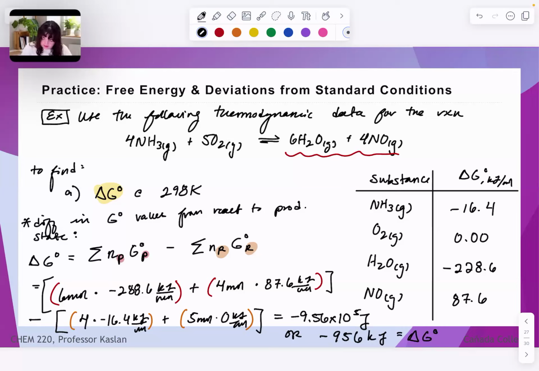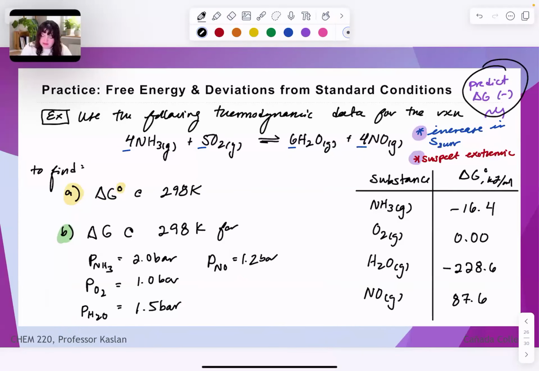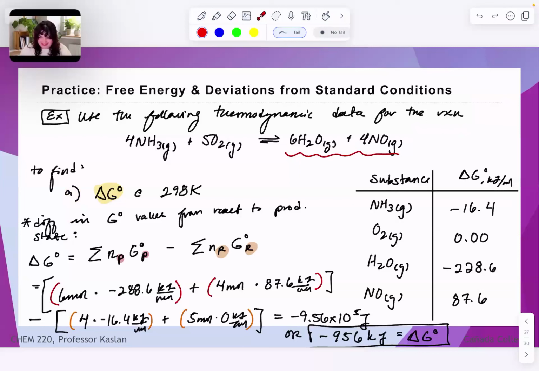And notice we predicted that this would be something that is spontaneous, just using our chemical intuition. All right, we've increased the entropy by making more product gas moles than we had reactant moles. And then also this looks like a combustion, and those are typically exothermic. And lo and behold, when we do our calculation from our standard free energy thermodynamic data, we do see an exergonic process. So this would be spontaneous at this temperature, 298 Kelvin.